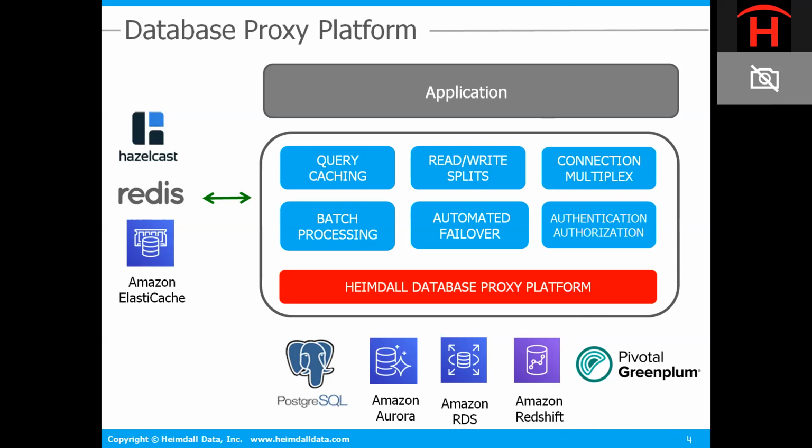Now, the things that we're not going to talk about, but let me just gloss over today, is we can support automatic query caching, read-write split, connection multiplexing. For data warehousing, we can do batch processing. So we can aggregate DML, singleton DML, and batch them together under a single transaction to your Postgres database. We support automated failover. And then what we're going to talk about today is authorization and authentication.